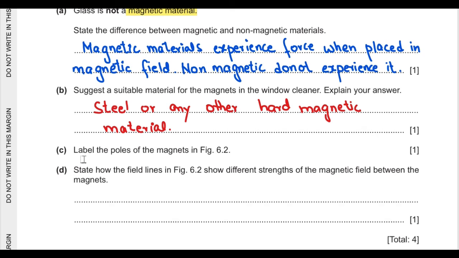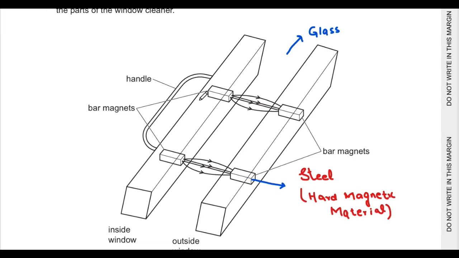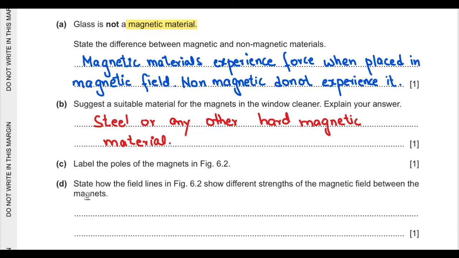C part says label the poles of the magnet in figure 6.2. Magnetic field lines exit from the north pole and they enter the south pole of the magnet. So these are the north and south poles of the magnet.